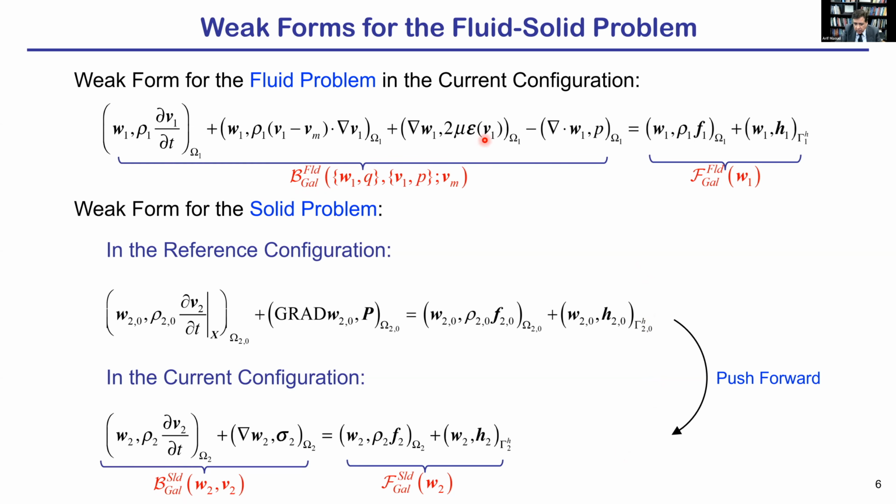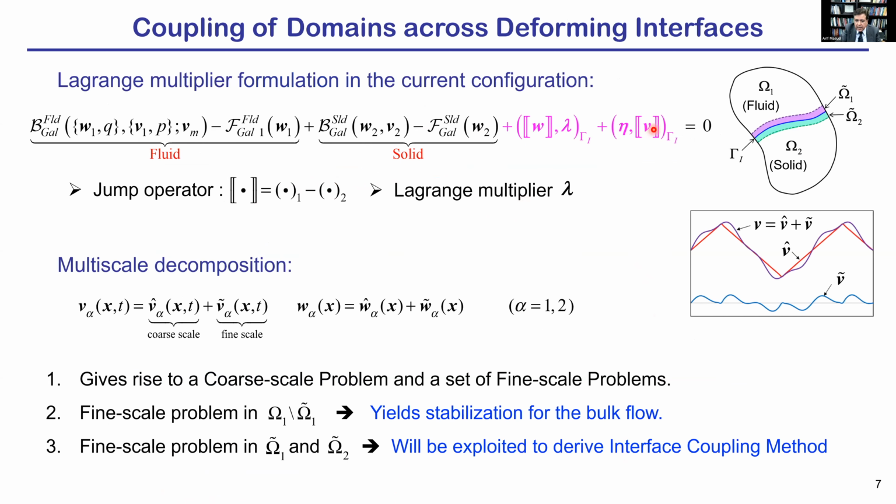So we are going to couple these terms together with a Lagrange multiplier, and this is the Lagrange multiplier formulation written in the current configuration in this domain here, this shaded domain here. So the balance of tractions and continuity of the velocity field.